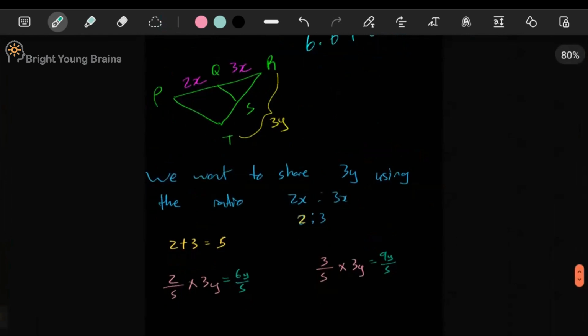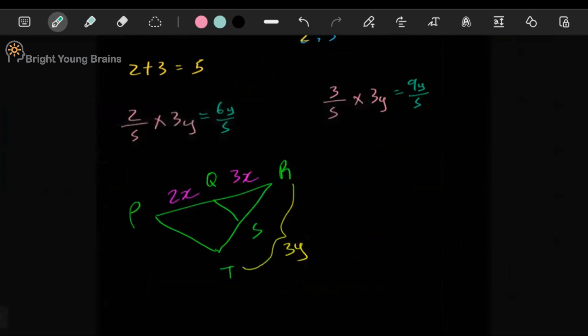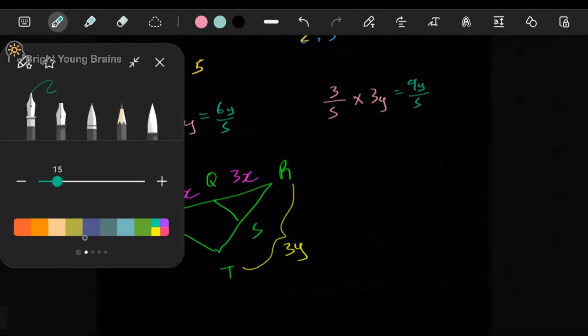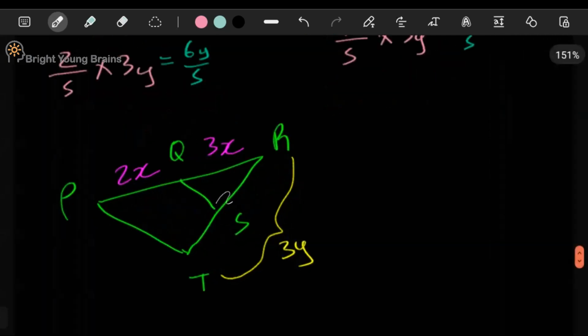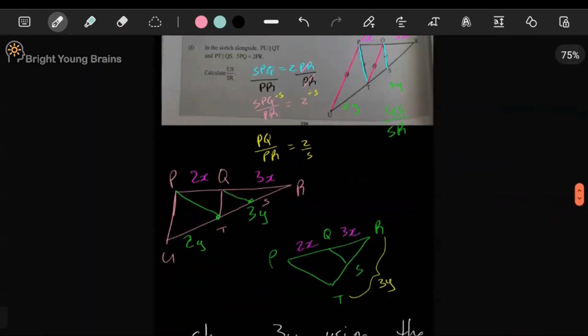Now, that's how you're going to divide this side of your picture. You know that this whole thing is 3y, so if the whole thing is 3y, you now know that each portion is specifically something. Of the 3y, this is getting 6 over 5y, and this is getting 9 over 5y. Now you can use that for your big picture.